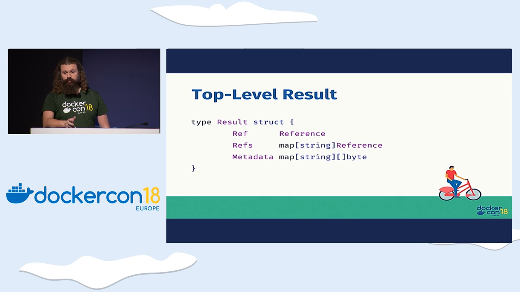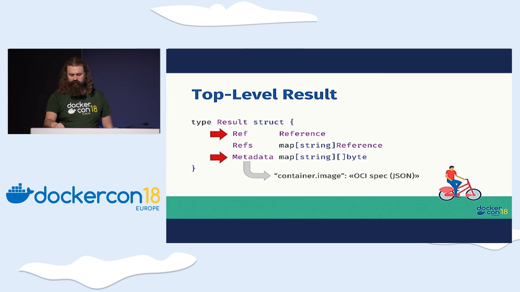So in the simplest case, what you're trying to do is just produce a single container with a single root file system and a single configuration. In that case, as a front end, all you would do is fill in the ref with a reference to the snapshot that you wanted to be the container's root. And you would fill in the metadata with this well-known metadata key, container.image, into which you would put the JSON encoded OCI spec configuration for that container. Then the exporters know about that key and know to look in the ref, and they would then produce an OCI image or a Docker image or whatever.